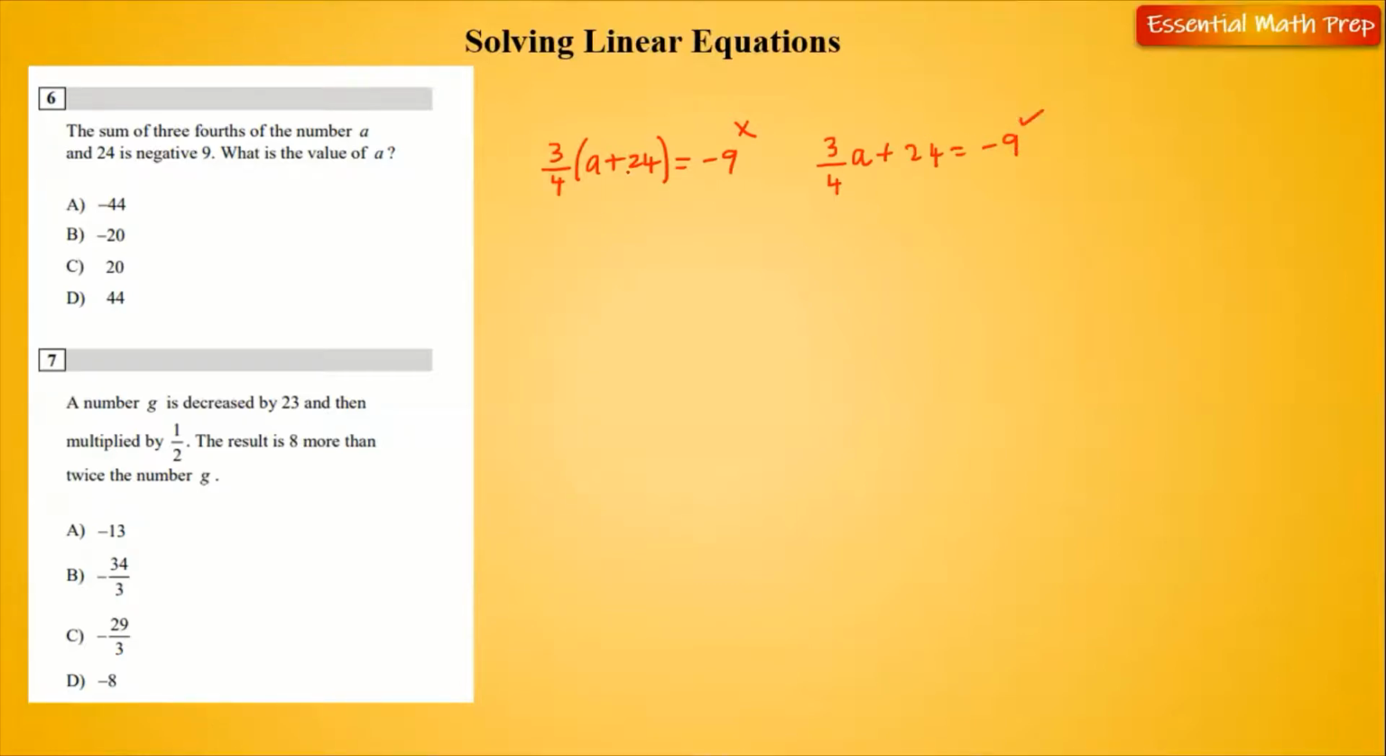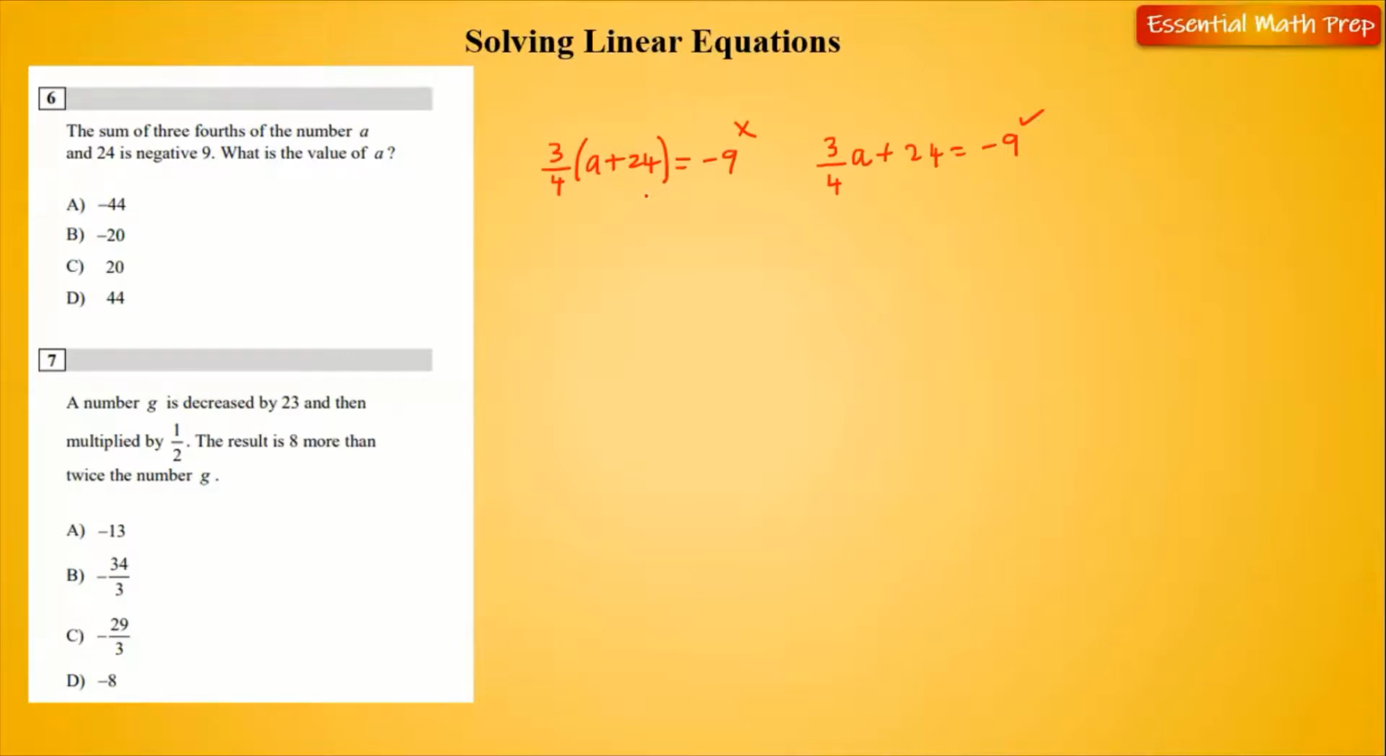There is a massive difference. This is the correct version. This is the incorrect version. There is a massive difference between this and this. If you solve for both of these, the a value won't be the same. Just keep that in mind.